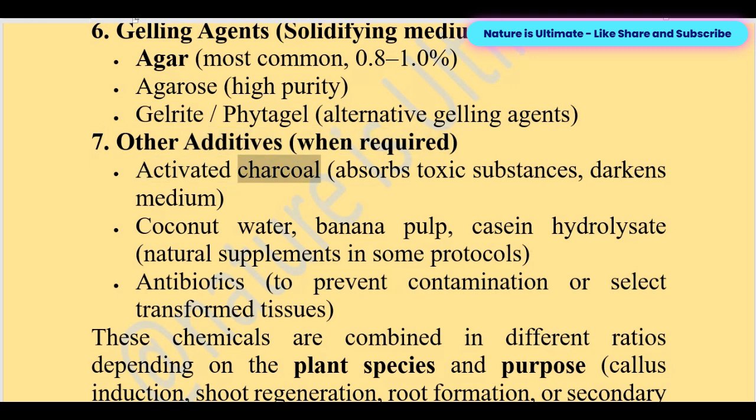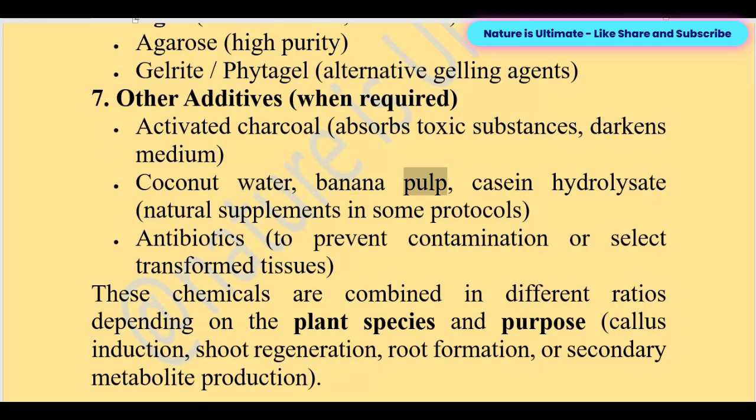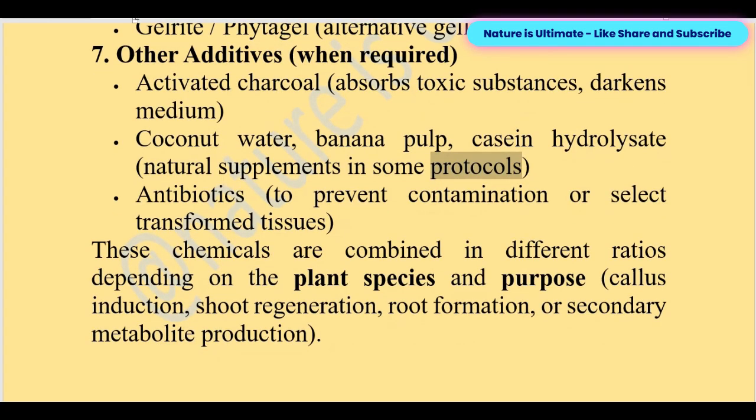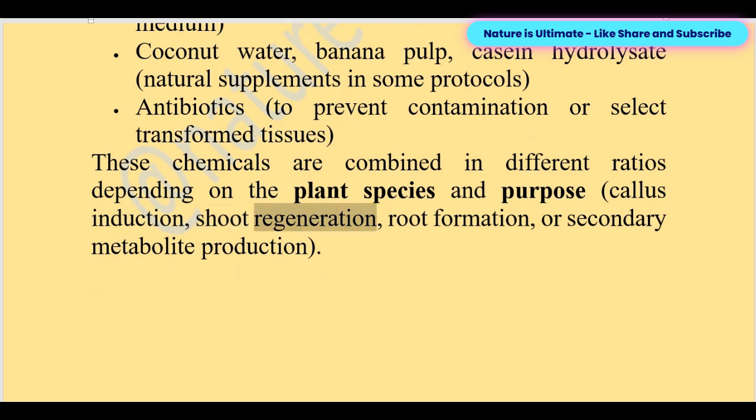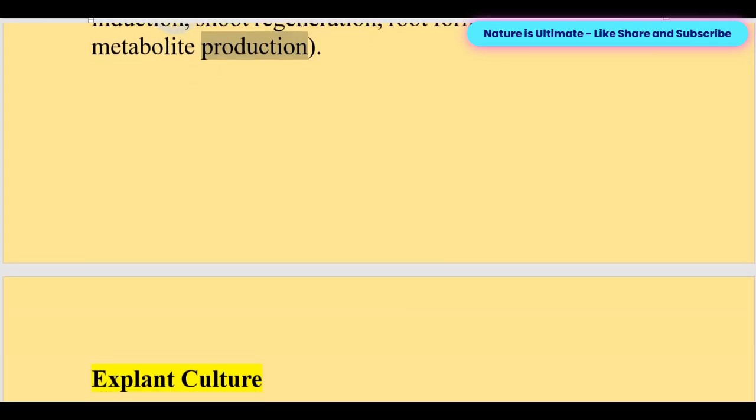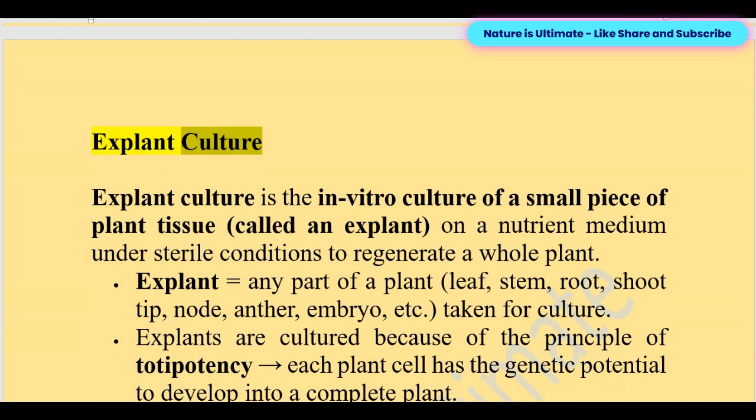Activated charcoal, absorbs toxic substances, darkens medium. Coconut water, banana pulp, casein hydrolysate, natural supplements in some protocols. Antibiotics, to prevent contamination or select transformed tissues. These chemicals are combined in different ratios depending on the plant species and purpose: callus induction, shoot regeneration, root formation, or secondary metabolite production. Explant culture.